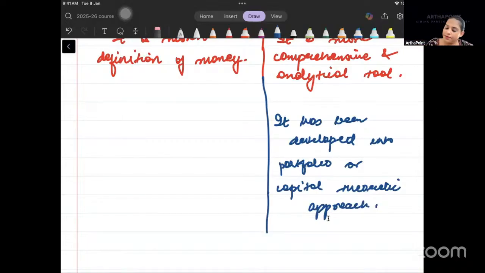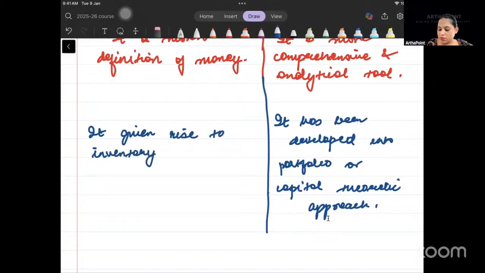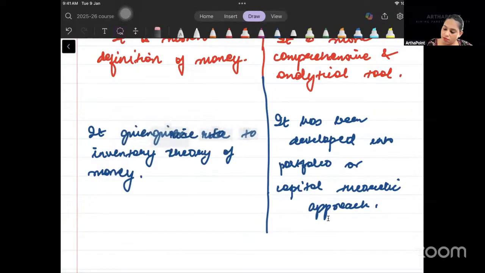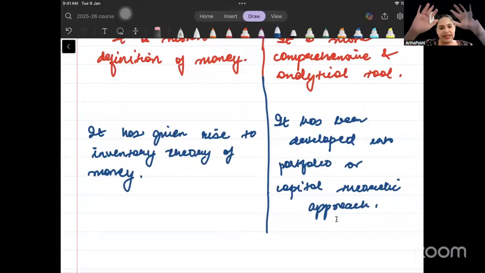Whereas this one, it has given rise to inventory theory of money. It has given rise to inventory theory of money because here we are only saying that money is just changing hands. Okay beta, all these are the differences. This is more than enough for the answer.